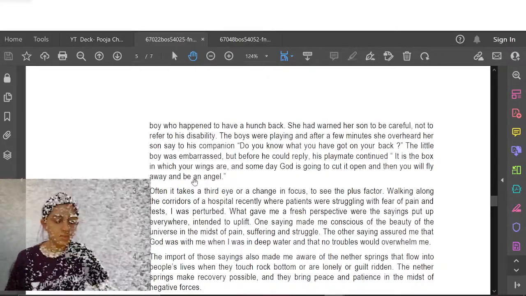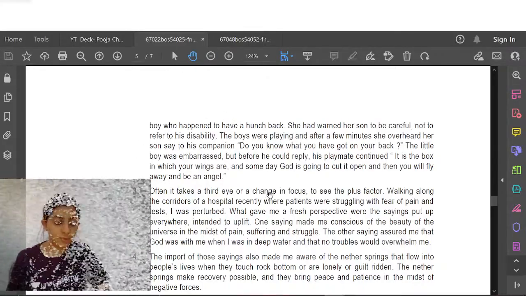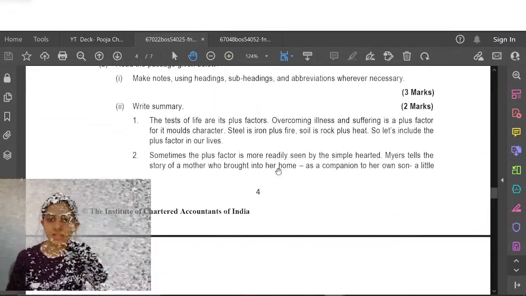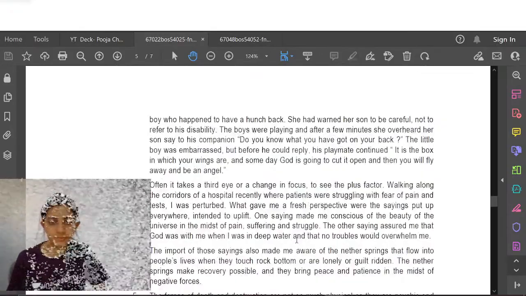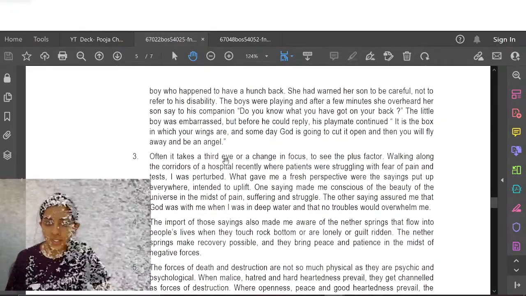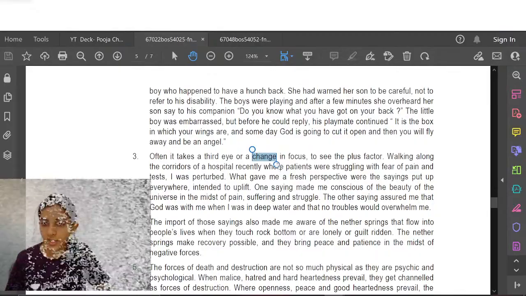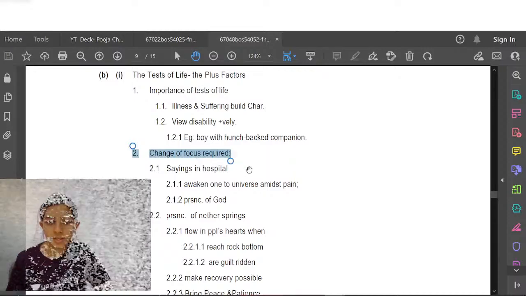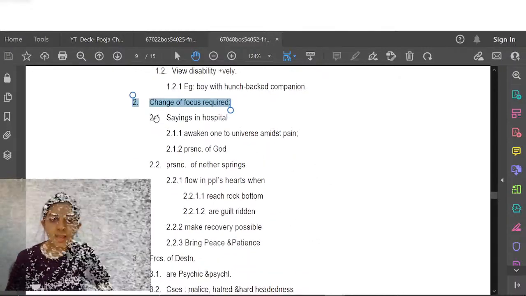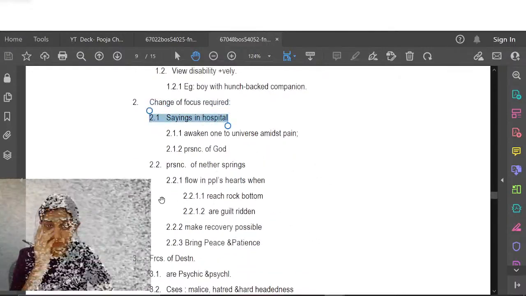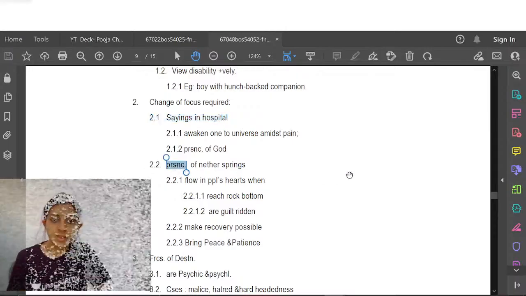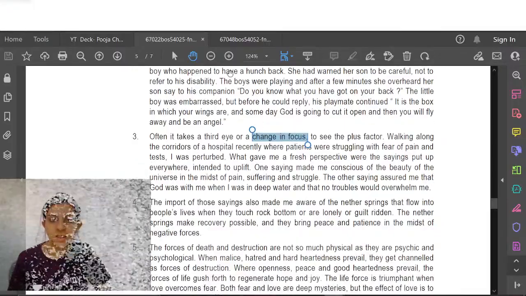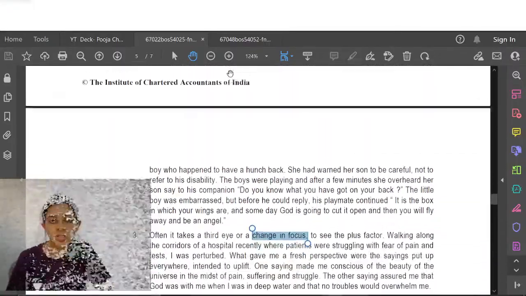Okay. Now, so when I talk about change of focus, the first thing is about talking in the hospitals. In the hospitals, often it takes a third eye or change in focus. So that's your heading for second and third point both. Look at this. Change in focus required. That is sayings in the hospital and nether springs. Okay, so now what they have done is they have avoided the second point, but I would not ask you to do such a thing.